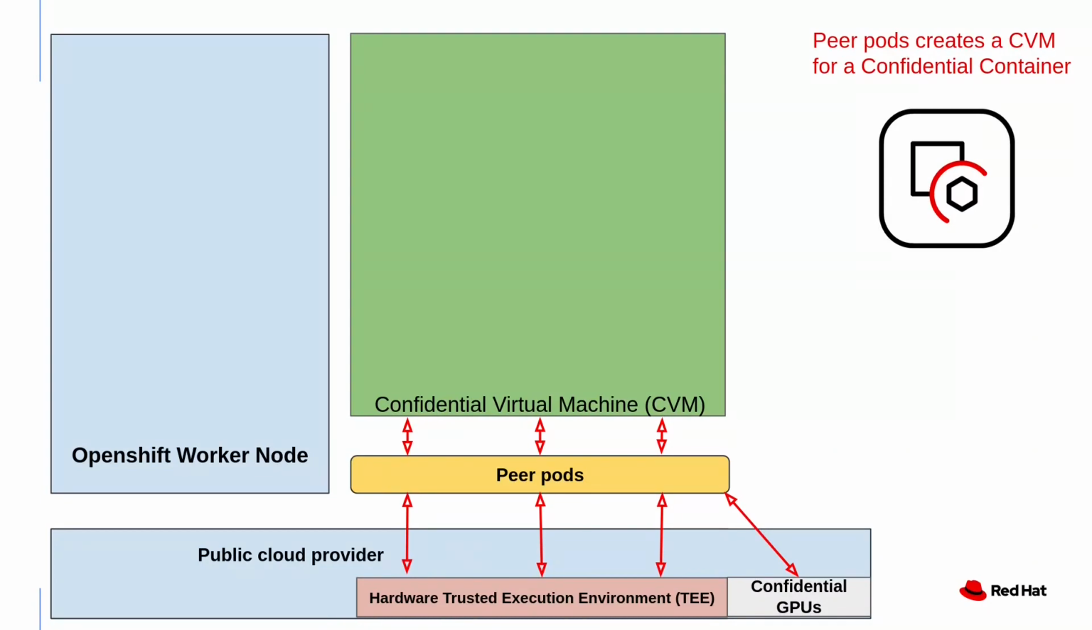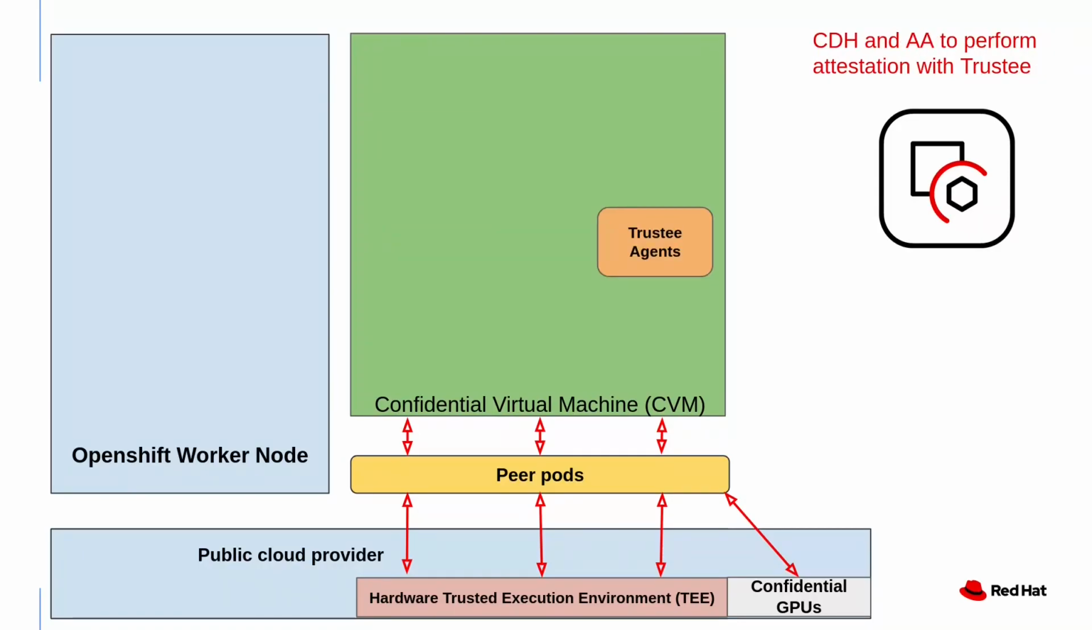Using the peer-pods technology offered by the Openshift sandboxed containers operator, we are able to create a confidential virtual machine that will not run in the worker node, which is not equipped with the confidential hardware, but in a separate instance equipped with both trusted execution environment and confidential GPUs.